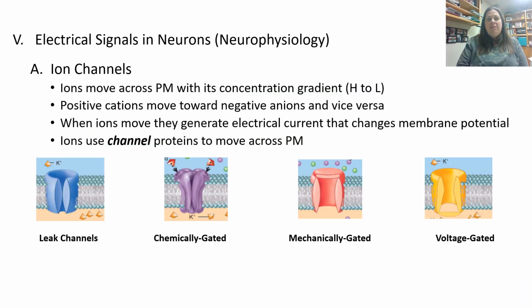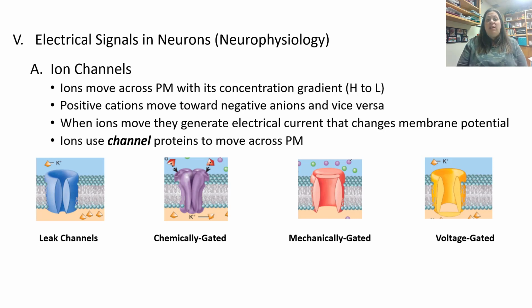All right, so now let's talk about these electrical signals that neurons are going to be able to send. Before we can actually look at these action potentials in more detail, we need to look at these channels that are present in the plasma membrane of these neurons. These channels are going to move ions across the plasma membrane from high concentration to low. These positive cations are going to move towards negative anions and vice versa because opposites attract. When ions move, they tend to generate electrical currents, and this will change the membrane potential, which is what your neurons will run on.